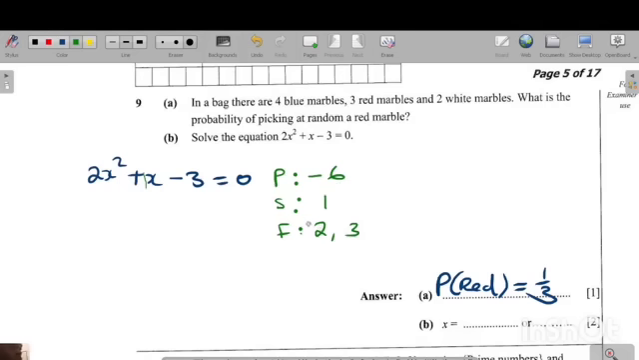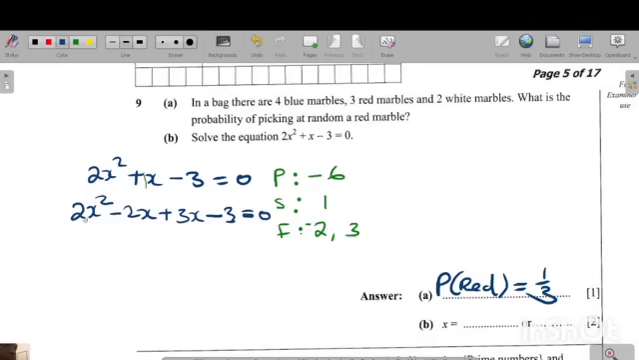If we give 2 a negative, if we say negative 2 times 3, we'll get a 6, yes. And if we say negative 2 plus 3, we'll get a 1, yes. So the factors are negative 2 and positive 3. So meaning we're going to have 2x squared minus 2x, then plus 3x, then minus 3 is equal to 0.